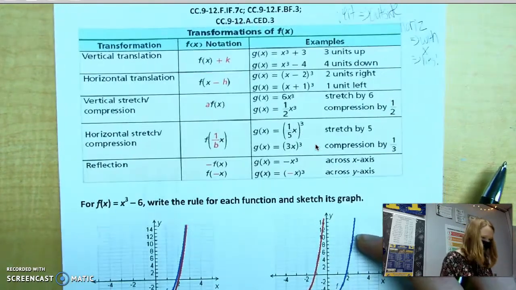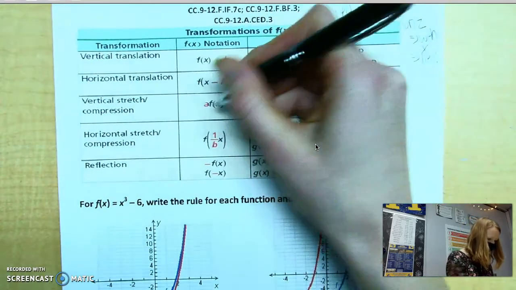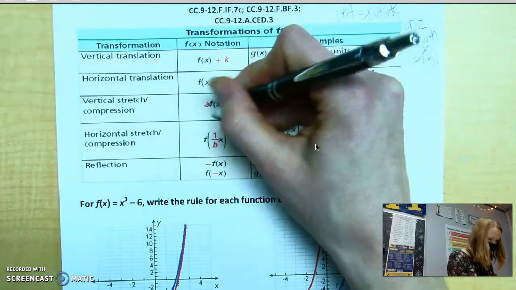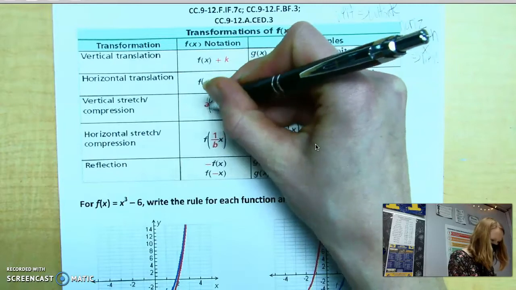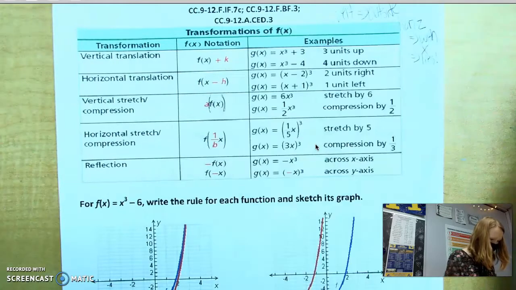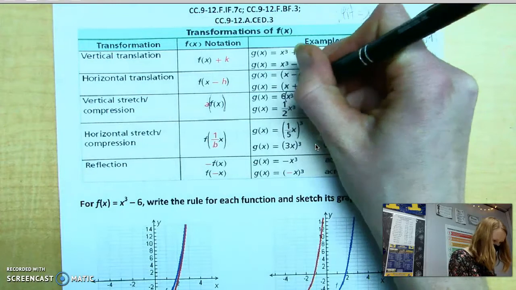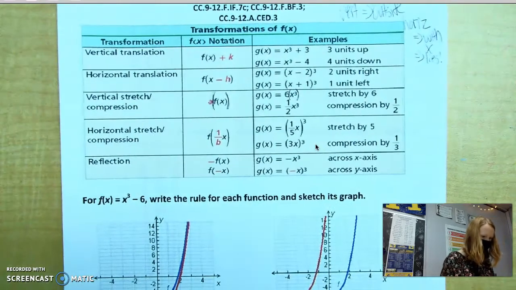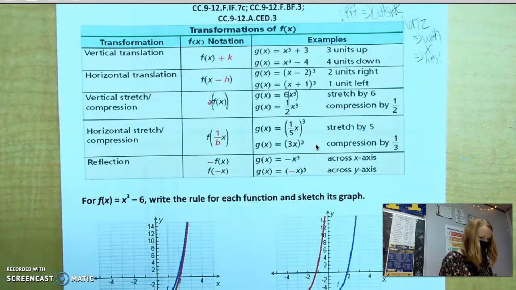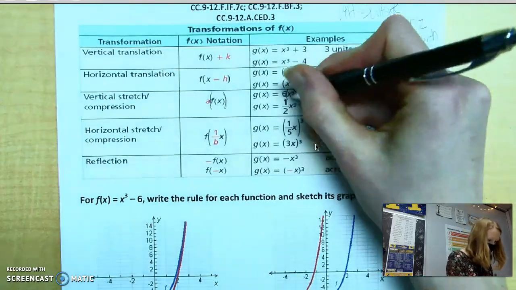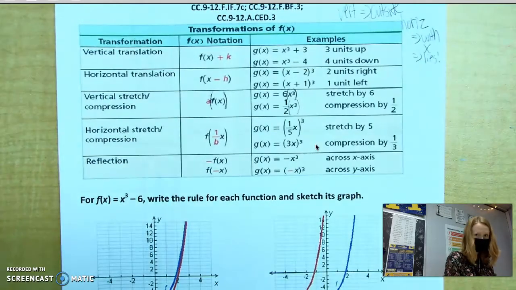For a vertical stretch or compression, once again, you're putting that transformation on the outside of the function. I like to think about this with parentheses. So I have my function f of x and the a goes on the outside. So here I have my function x cubed, the 6 goes on the outside. Same thing with the compression by a half. I have my function x cubed and I'm putting the half on the outside.